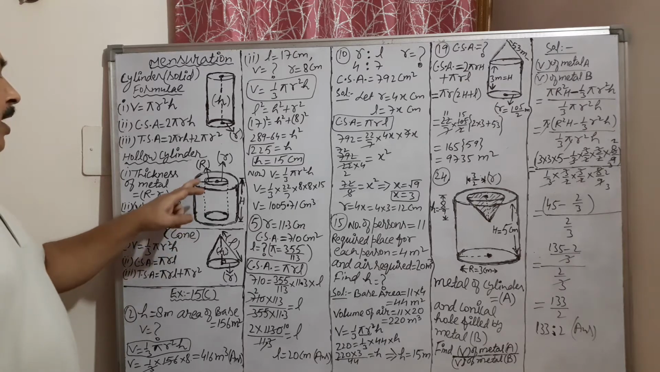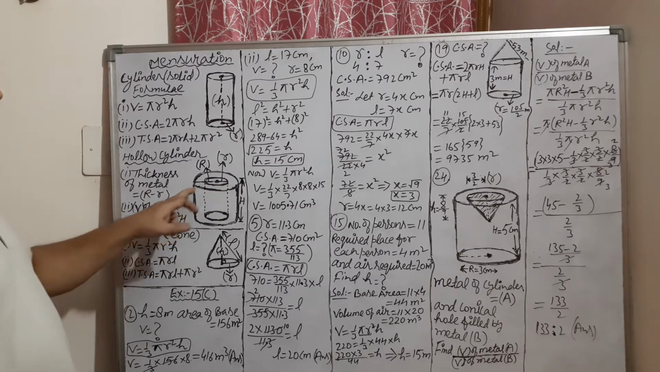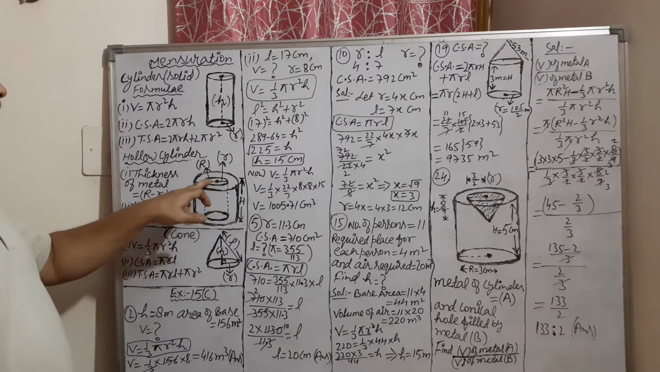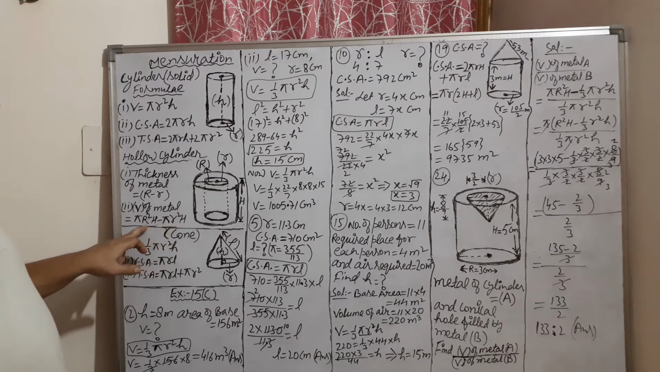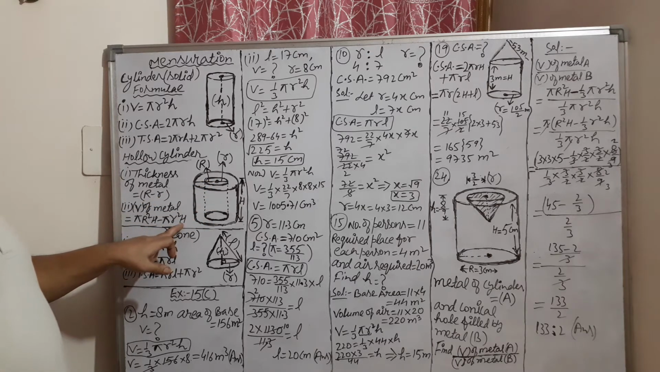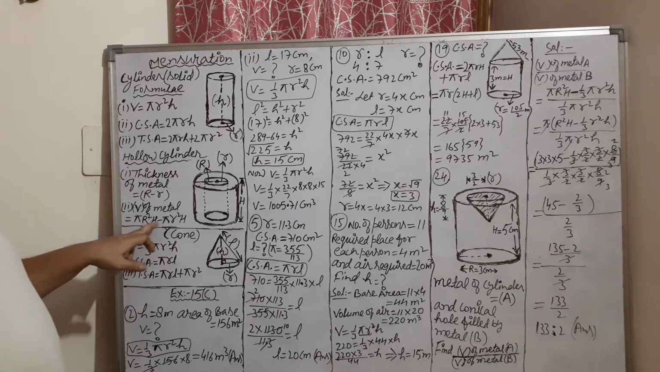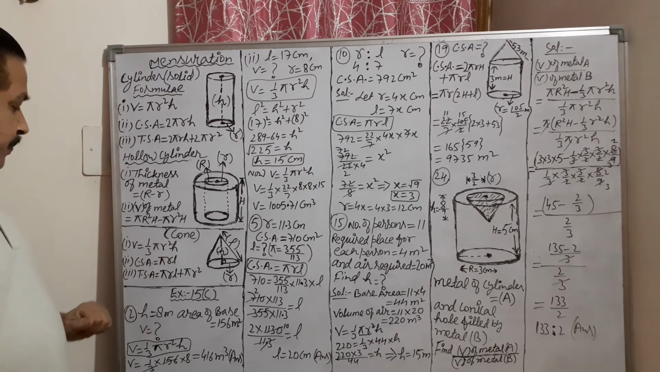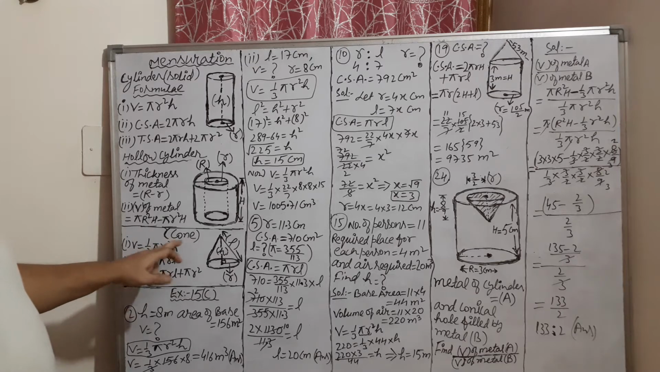Now see the volume of metal in this pipe. External volume of the cylinder minus internal volume of the cylinder. See this, pi r square h minus pi r square h. See the radius, capital R here. Now here small r.